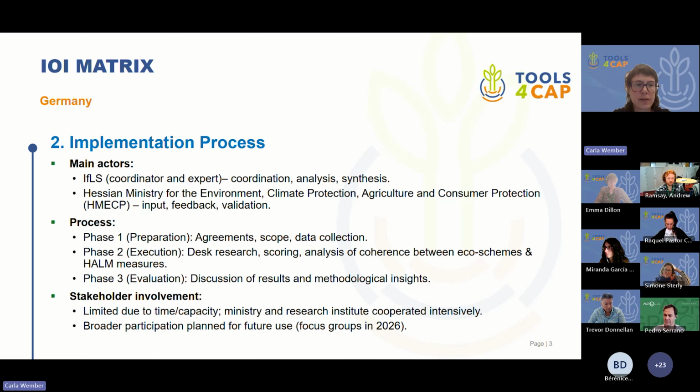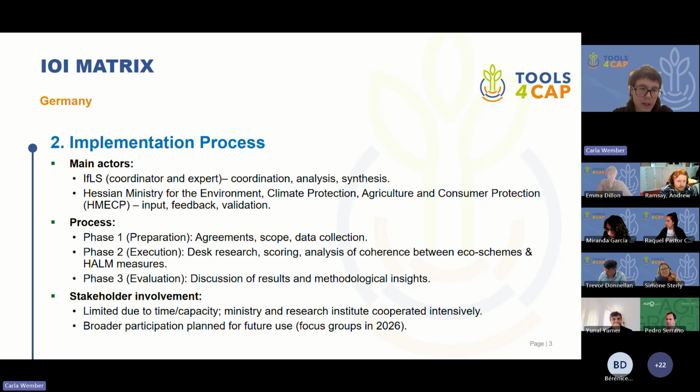So we had a 3-step process. We first agreed on the scope of the matrix and the tool implementation, on how we were to collect the data, and agreed on a timeline. In the next phase, there was a lot of desk research, where we also drew on the evaluation output that was already available, and looked at the coherence between the eco-schemes and the HALM, which is a regional program. We looked at measures to then populate the matrix.